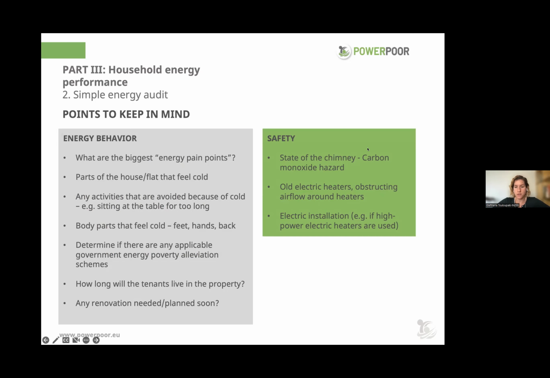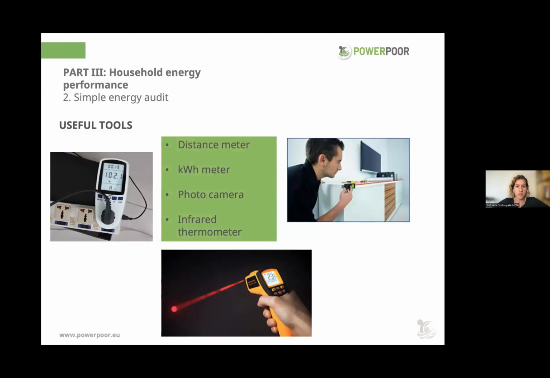Regarding safety, the state of the chimney is of main importance to avoid carbon monoxide hazard. Check the electric heaters, whether the airflow around the heaters is obstructed, and if the electric installation is in good condition. Some useful tools that are easy for engineers to have are a distance meter, the kilowatt hours meter, a photo camera, or an infrared thermometer that can help make this visit more interactive.